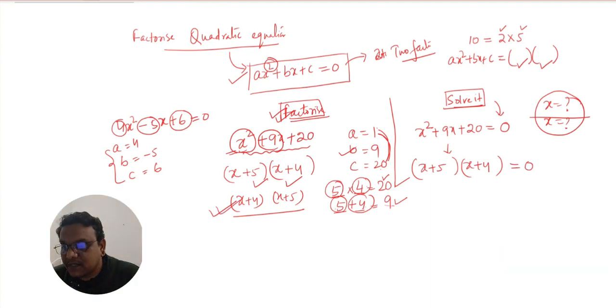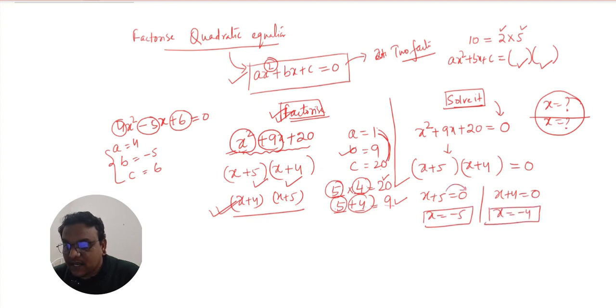So for x plus 5 times x plus 4 equal to 0, make it individual: x plus 5 is equal to 0 and x plus 4 is equal to 0. Rearrange it, take this 5 to the other side, and x equal to negative 5 and x equal to negative 4. So what is the answer for solving? It means I got two values.